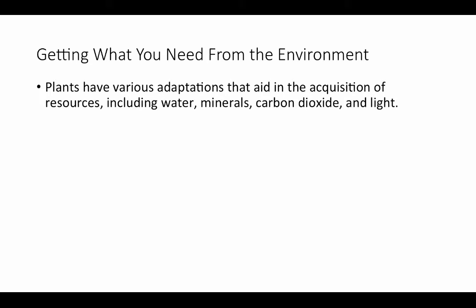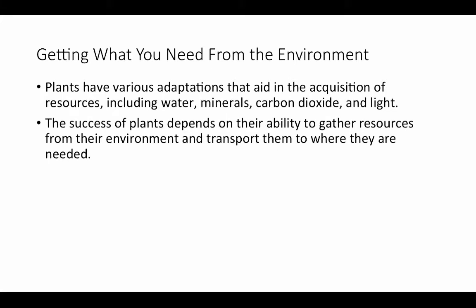So how do we get what we need from the environment? Plants have various adaptations that aid in the acquisition of resources, including water, minerals, carbon dioxide, and light. And the success of plants depends on their ability to gather these resources from their environment and transport them to where they're needed.